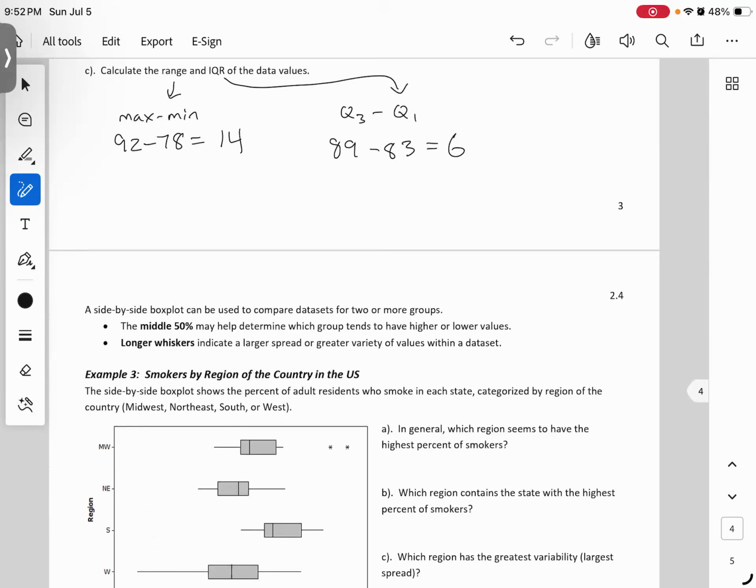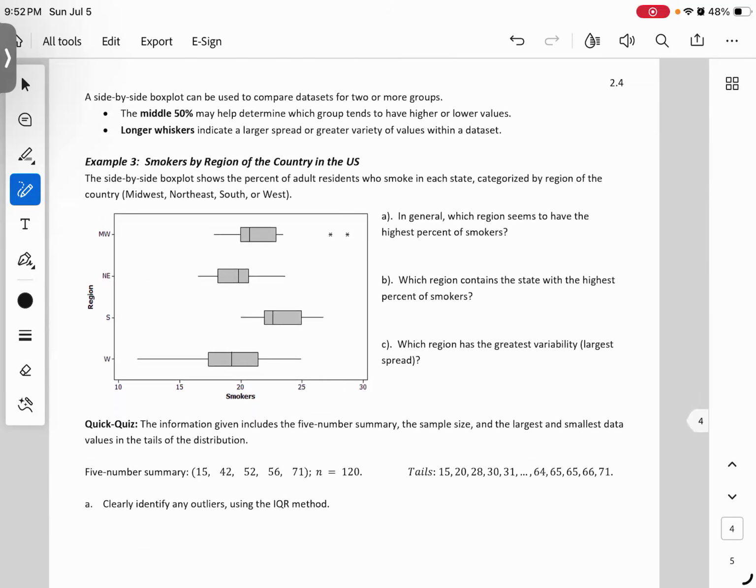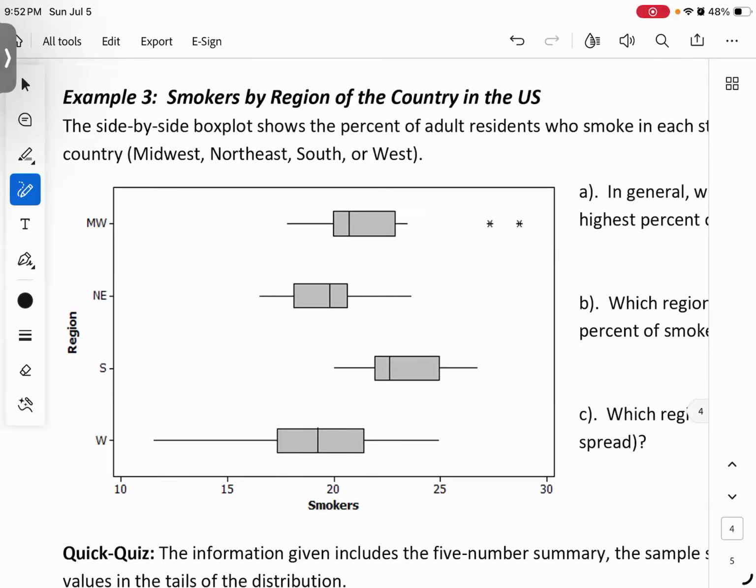And now these, I really, really like these. This is a side by side box plot. And the reason why I like these, this could have been four different box plots that they graph separately, but having them side by side is really nice because now you can do comparisons between groups.